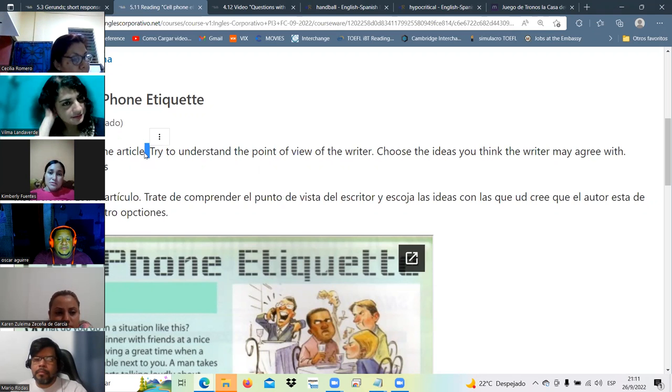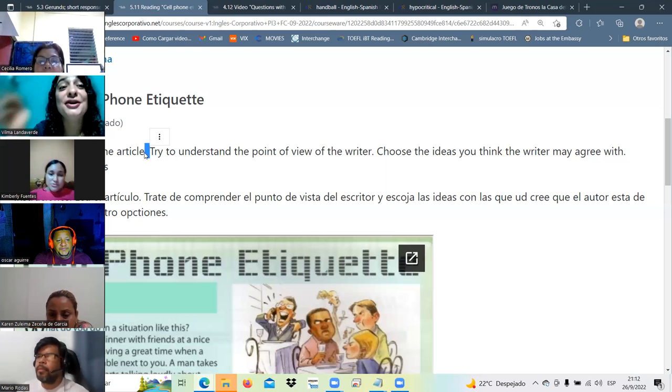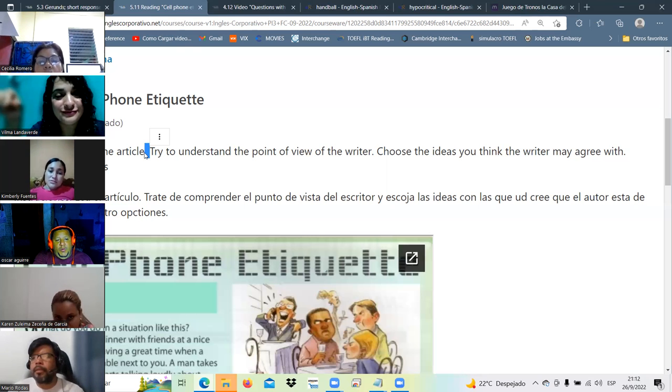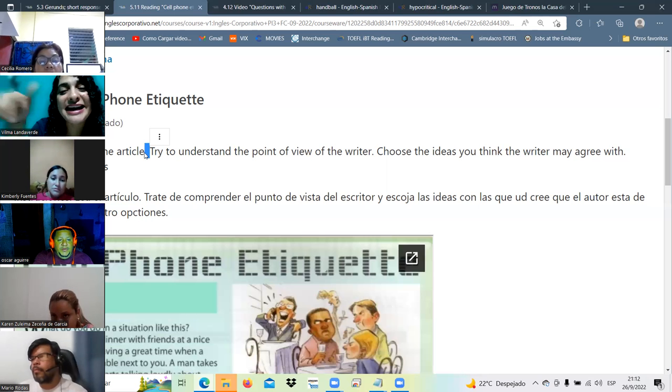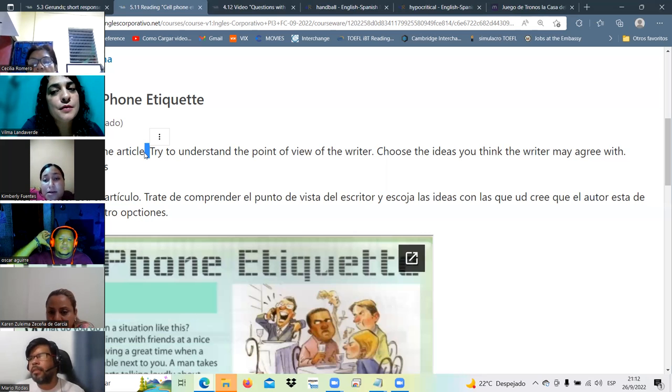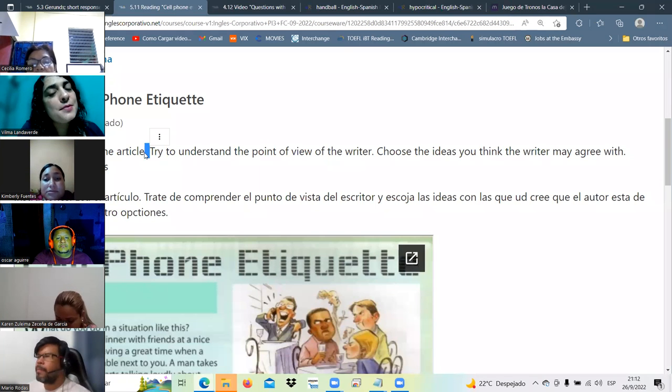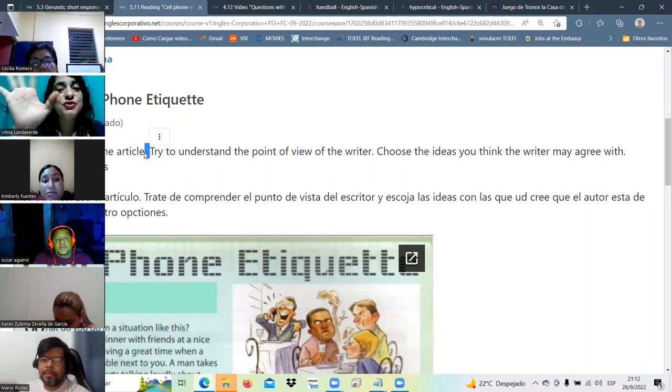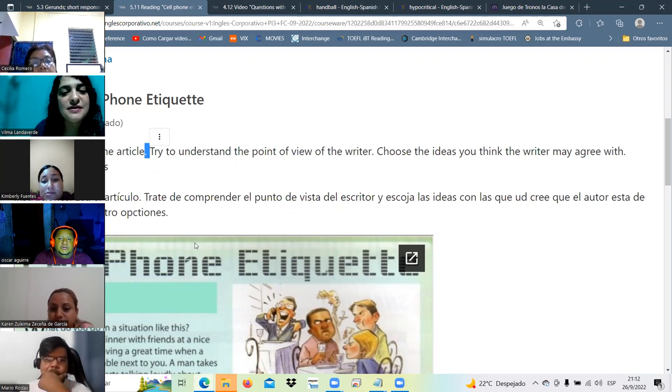Instruction. Read the article. Try to understand the point of view of the writer. El escritor. Writer, el verbo write con la R es el escritor. Choose the ideas you think the writer may agree with and choose four options. All right, so let's start reading the cell phone etiquette.